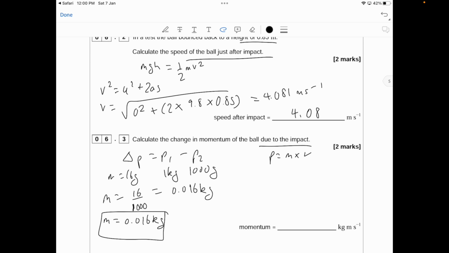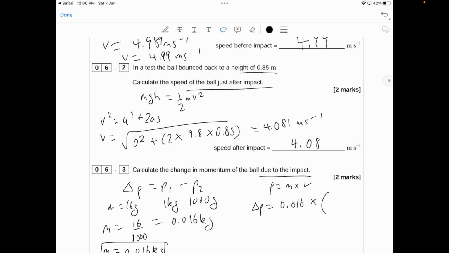So we know that the change in momentum is going to be the mass, 0.016, times the change in the velocity, which is 4.99 minus 4.08. Now the reason why we're doing two subtractions here is that the ball could bounce back. So when it bounces back, it could be moving towards a negative direction. So it could be in the opposite sign. That's why we're doing 4.99 minus 4.08.